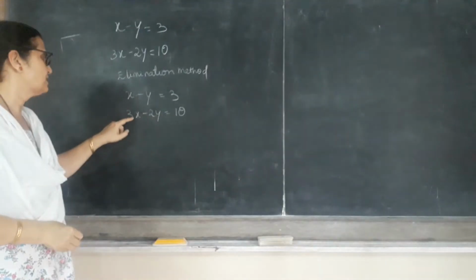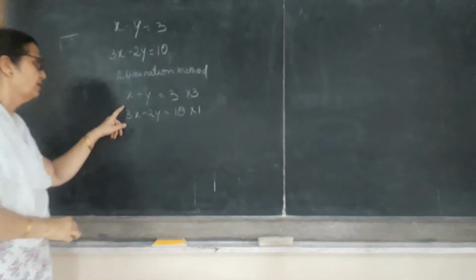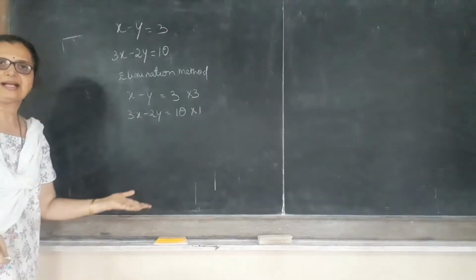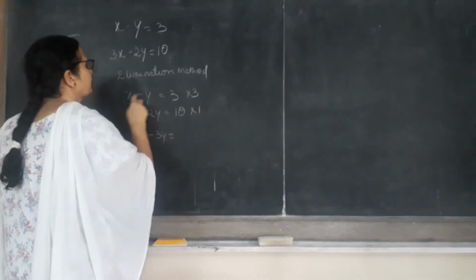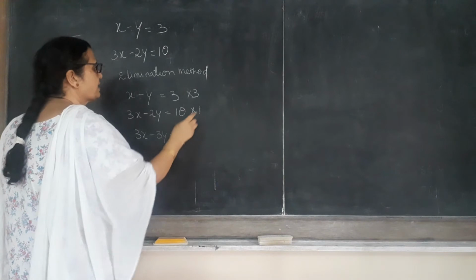You make the x same. So what is this? Coefficient of x here is 3. Coefficient of x here is what? 1. So either you can make x same or y same. So 3x minus 3y is 9. This one is 3x minus 2y is equal to 10. Now 3x should get cancelled.